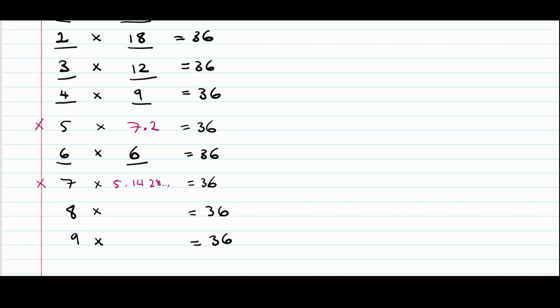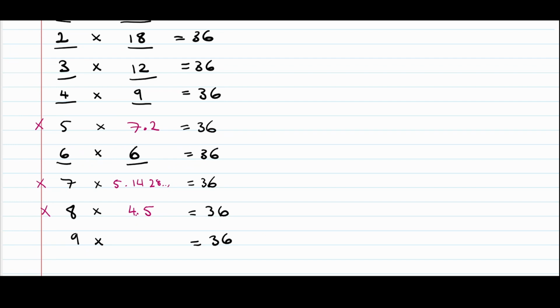Let's move on to 8. 8 times something gives you 36. Well, to find that something, you do 36 divided by 8, which would give you a value of 4.5. Again, not a whole number, therefore this is not a factor pair.